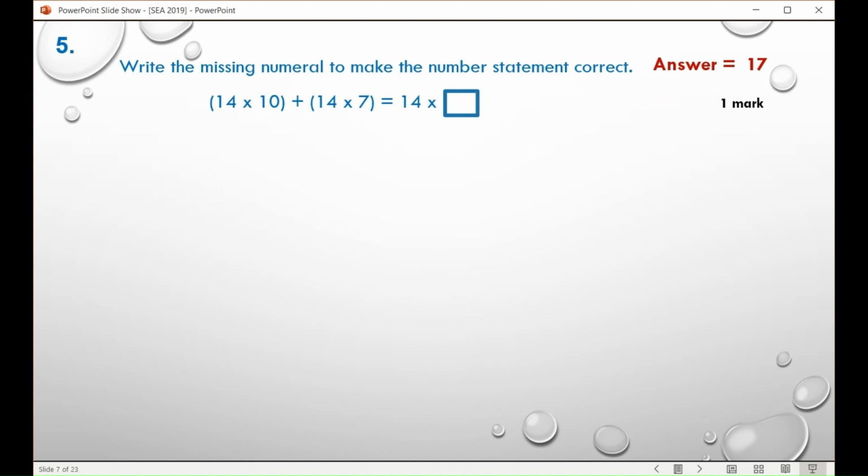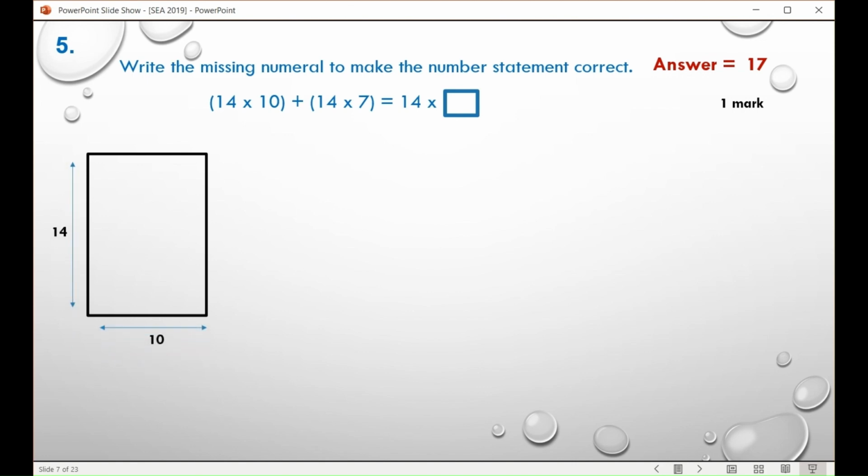So, some students can easily identify it as 17, and some others need a little support. So let's take a look at it. This may be one of the ways that your teacher explained it in class. 14 multiplied by 10, we can look at it as a rectangle, where one side is 14 and the other side is 10. So it's like saying the length and the breadth, and we're finding the area.